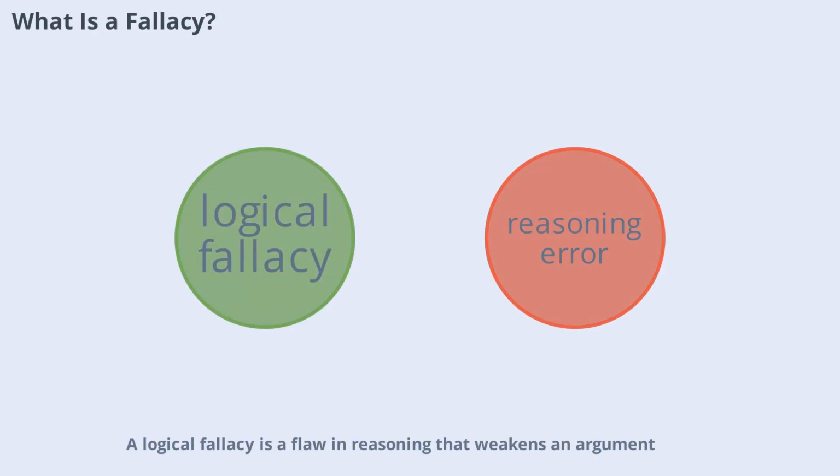A logical fallacy is a flaw in reasoning that weakens an argument. These mistakes can be subtle or obvious, but they all have one thing in common: they make arguments less reliable. Fallacies can occur in any context: debates, advertisements, news, or even casual conversations. Sometimes people use them intentionally to persuade others, while other times they happen by accident. Recognizing fallacies helps us separate strong arguments from weak ones and makes us better thinkers overall. Let's look at some of the most common types you'll encounter.